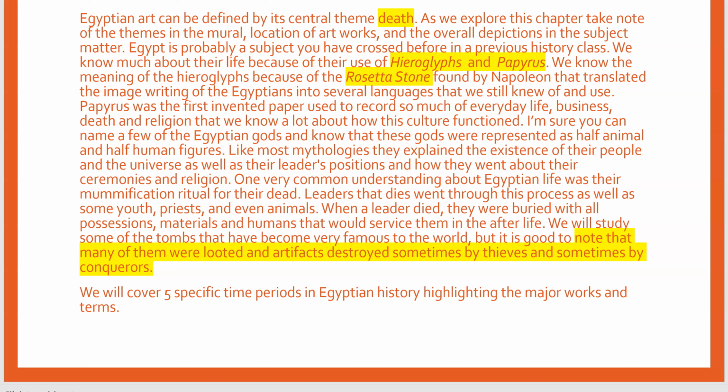We know a lot about their life because of their invention of hieroglyphics, which is their form of writing, which is picture writing, but also has some symbols in there as well. So we have a very specific alphabet that's formed, and not just characters narrating a story sort of thing.